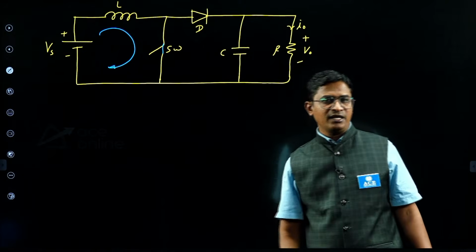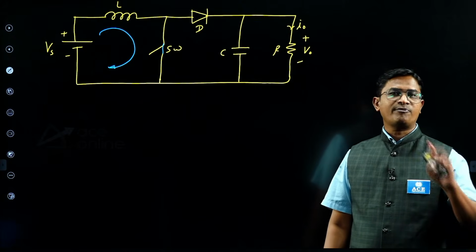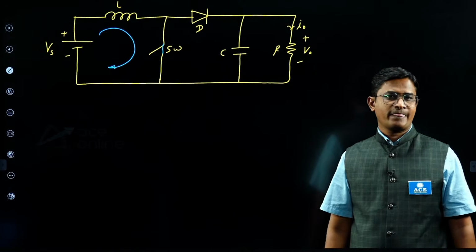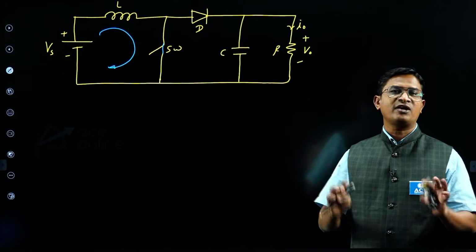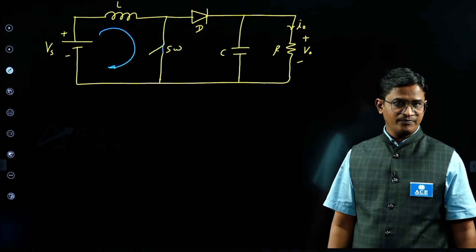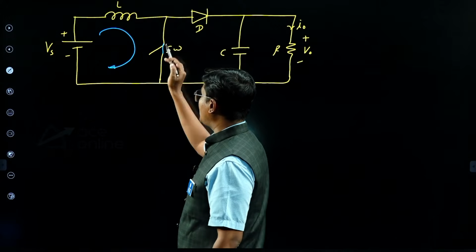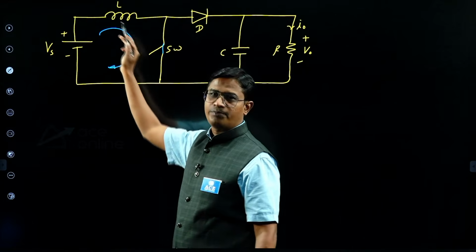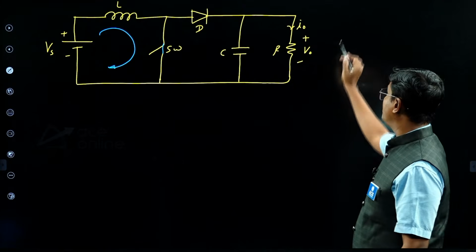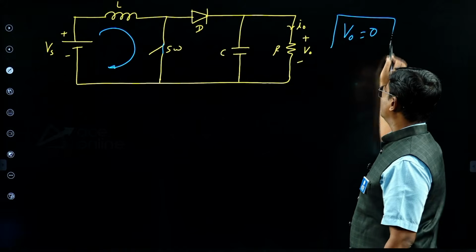But in this circuit, if D equal to 1, then off time is 0. If off time is 0, it means your capacitor charging time is 0. If the capacitor is not charging at all, then there is no point of discharging of a capacitor. So here what is happening? When the switch is in an on state for all time, current will flow only in this loop. No current will be flowing to your load branch. So your V0 will be 0. Please understand. V0 equal to 0.